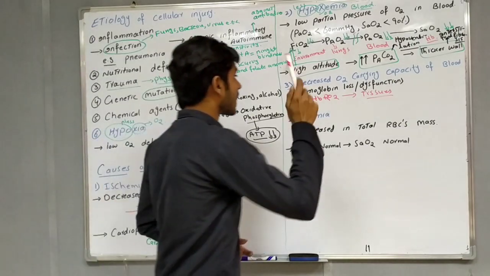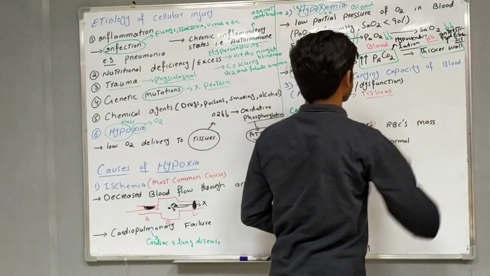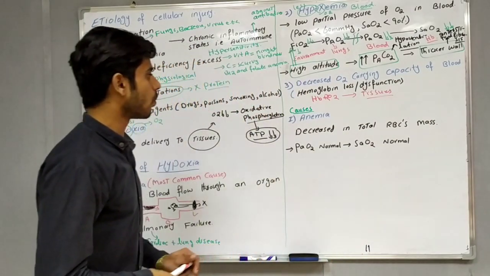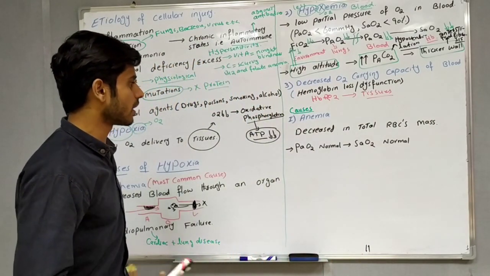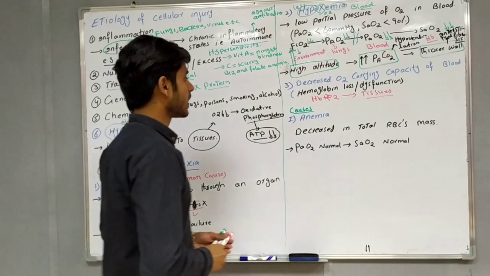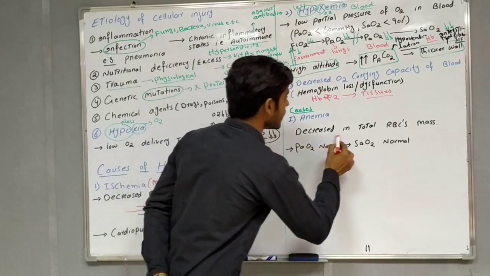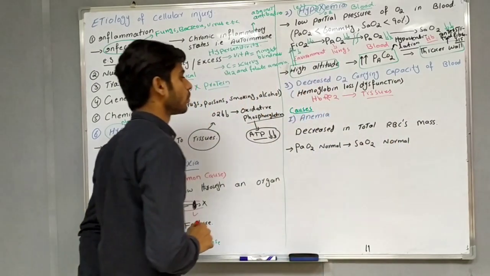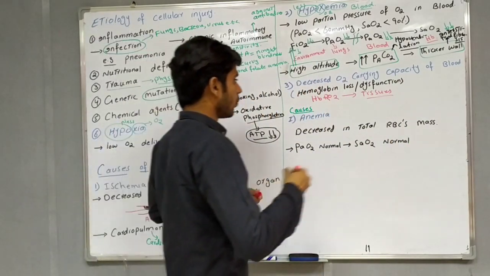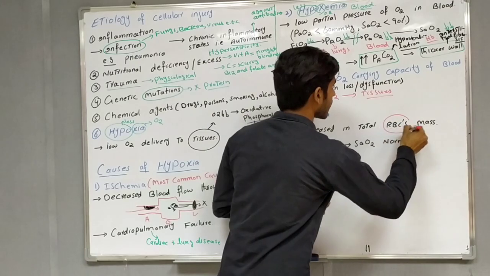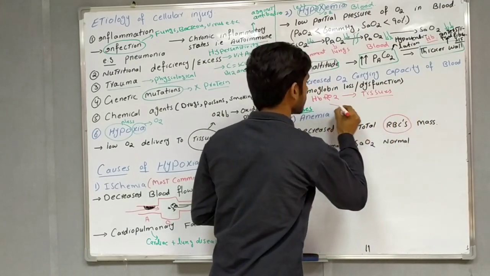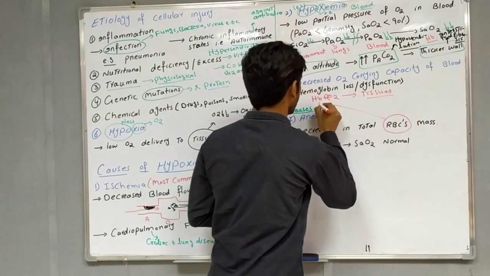So what are the causes of decreased oxygen carrying capacity of blood? The first cause is anemia. What happens in case of anemia? In anemia, there is a decrease in total red blood cell mass. The total red blood cells will decrease. When red blood cells decrease, what will happen? It clearly means that hemoglobin will decrease.